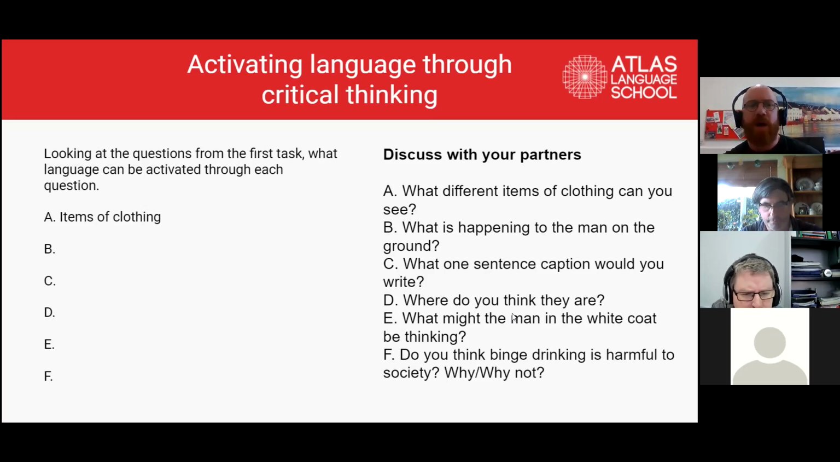Okay, so we looked at the different variety of questions we can use to activate critical thinking. But we can also activate language through critical thinking. So for example, what different items of clothing can you see? The language that can be activated through this question is, of course, items of clothing. What other language could be activated through what's happening to the man on the ground? So this is referring back to the crime scene we saw. What language could be referred back to that?